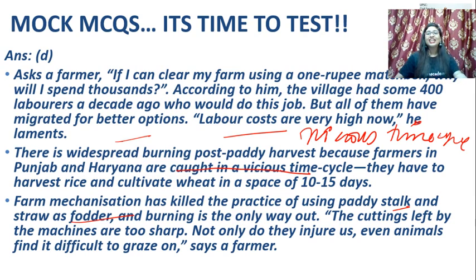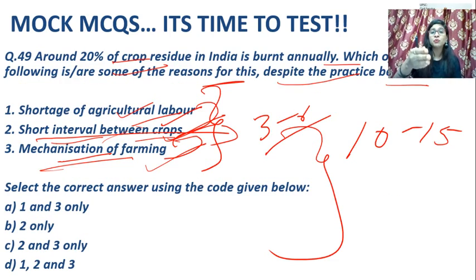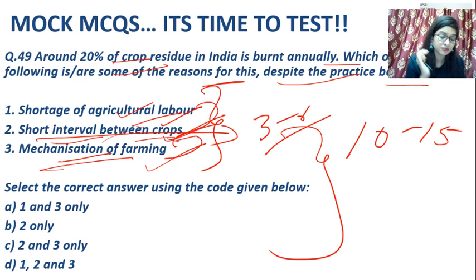Okay, and I can tell you the cuttings left by the machines are very, very sharp. So not only do they injure us, guys, I can tell you even the animals find it very difficult to graze. And these are the statements given by the farmer with respect to what? With respect to this particular crop residue. Okay, very fine.